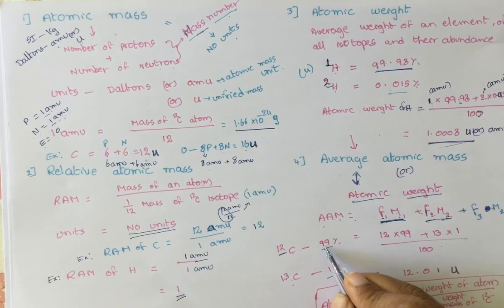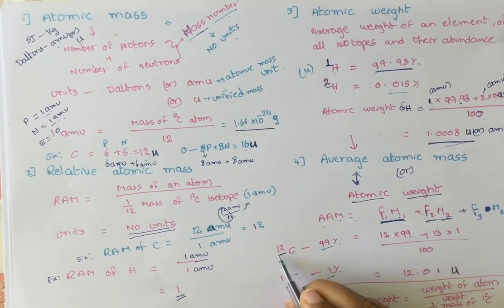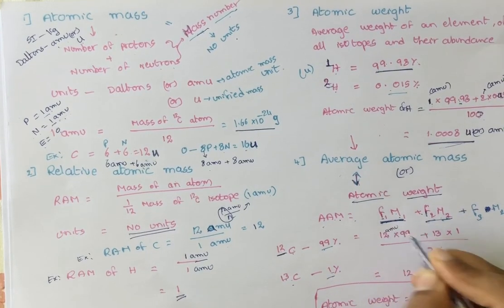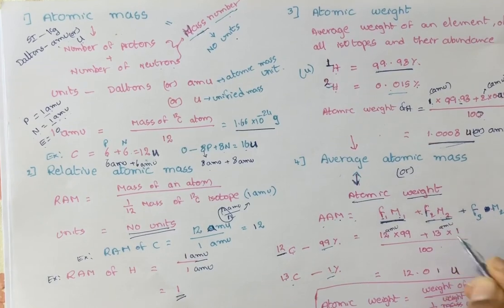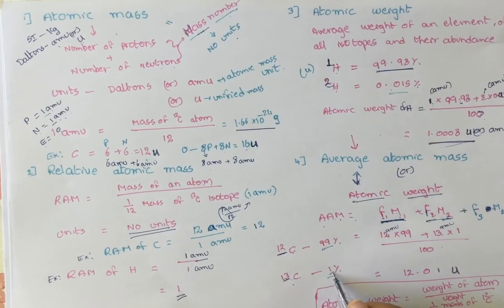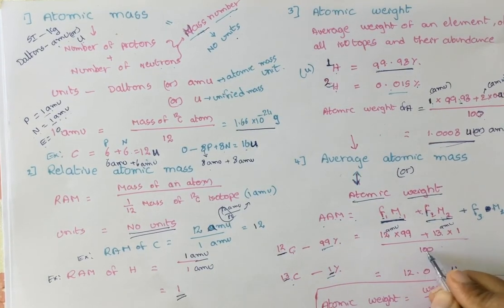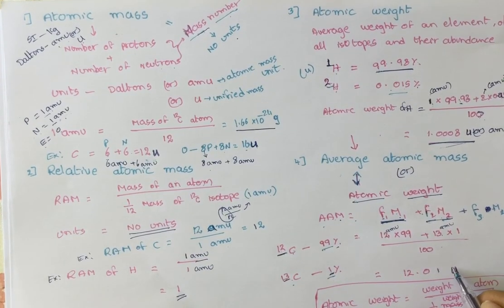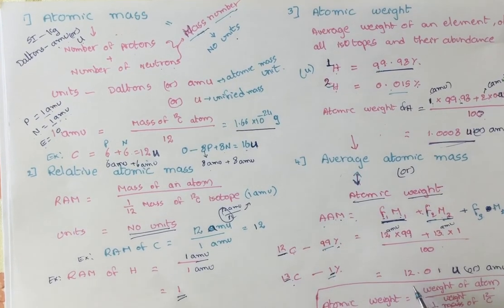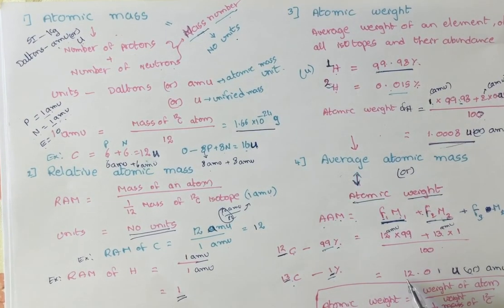So see the abundance values. The C12 isotope exists in 99%, whereas C13 exists in 1%. So you have to multiply by the mass numbers, 12 AMU and 13 AMU, with the abundance: 12 multiplied by 99 plus 13 multiplied by 1, whole divided by 100, because it is in percentage. If you do this calculation, you get 12 AMU. So the atomic weight of carbon is 12.